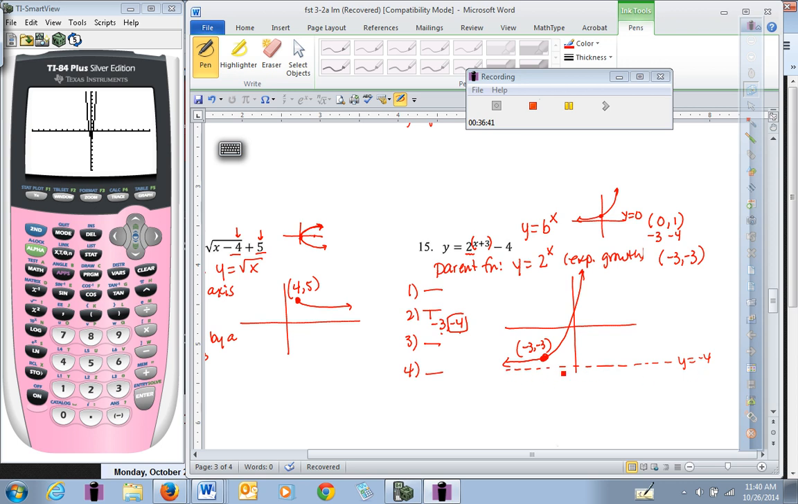So I put that little horizontal asymptote on there as a dashed line, and I show that my graph is going to get close to that. Like if I keep going out this way, it'll get closer and closer and closer, but it won't touch or cross over that amount.